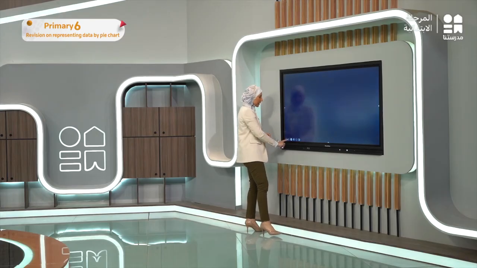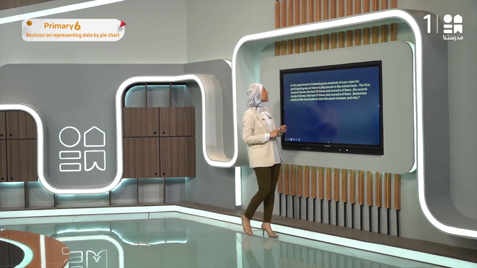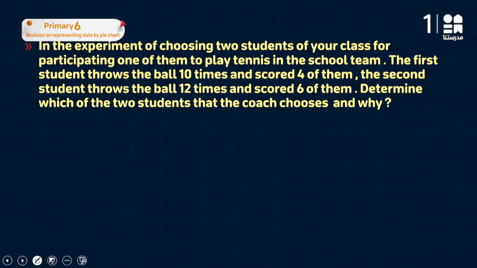Let's have the second. Here my exercise says: in the experiment of choosing 2 students of your class for participating in one of them to play tennis in the school team, the first student throws the ball 10 times. So the first one threw the balls 10 times and scored 4 of them. He threw the ball 10 times, and out of the 10 times he scored 4.